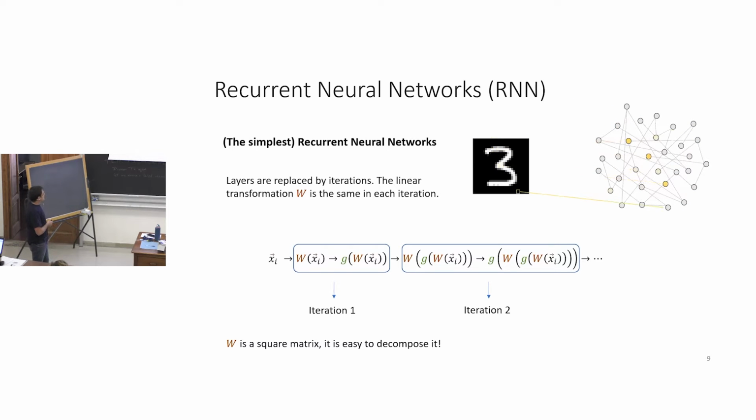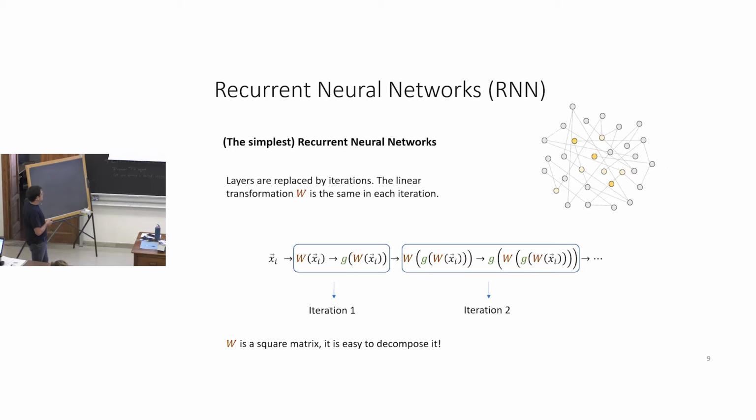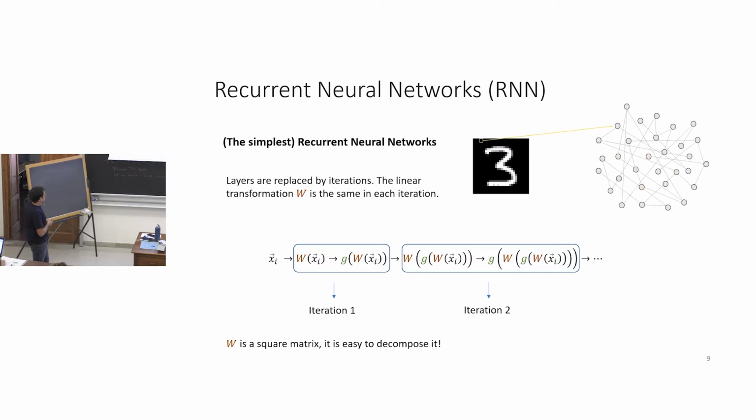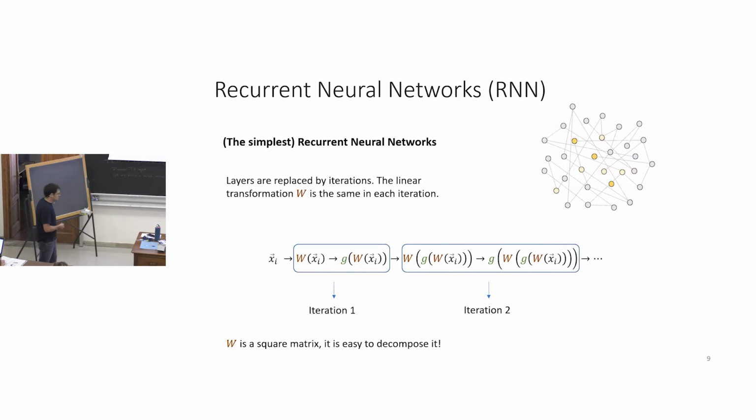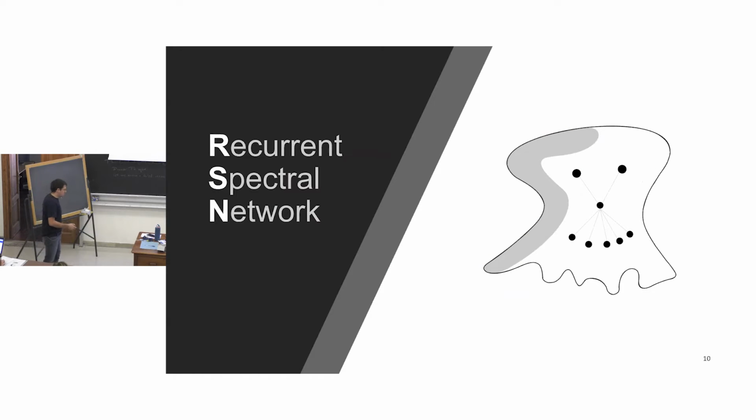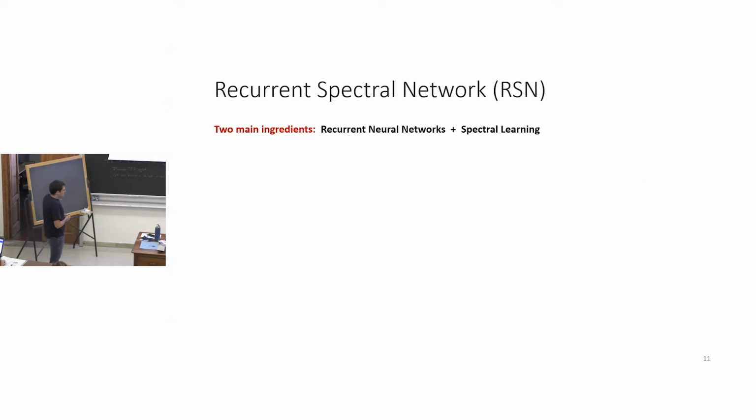And as I said, we now have the same matrix on each iteration because we don't have layers any more, but we have iterations. And this matrix is a square matrix, so it's very easy to decompose it. Okay, now we have all the knowledge to present our model, the recurrent spectral network. The main two ingredients of such a model are the following.